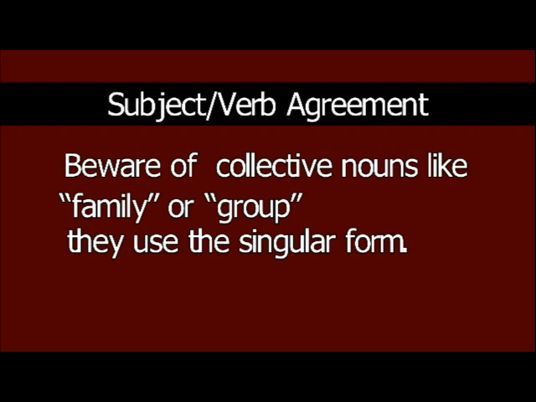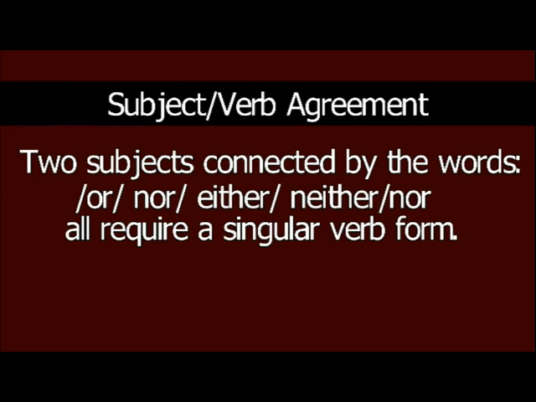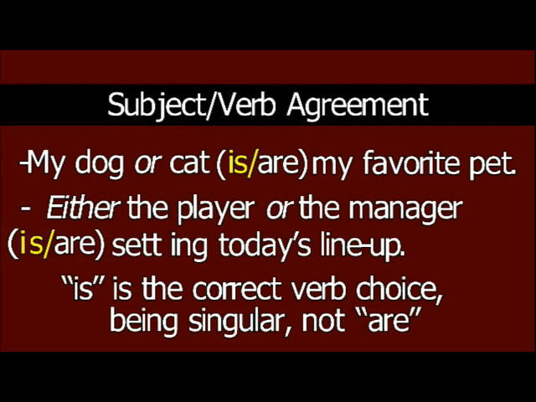First, beware of collective nouns like family or group. They use the singular form. For example, the family is vacationing in Florida. Also, watch out for connecting words. Two subjects connected by the words or, nor, either, neither, nor. They all require a singular verb form. The example, my dog or cat is my favorite pet. Either the player or the manager is setting up today's lineup. Is the correct verb choice, being singular, not are.